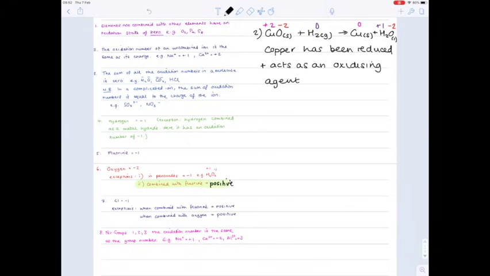Looking at hydrogen now, hydrogen's gone from 0 to +1. In order to become positive, it must have lost electrons. According to OIL RIG, it's therefore been oxidized and automatically acts as a reducing agent.